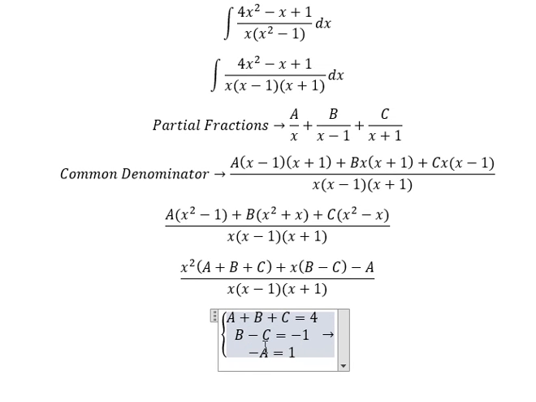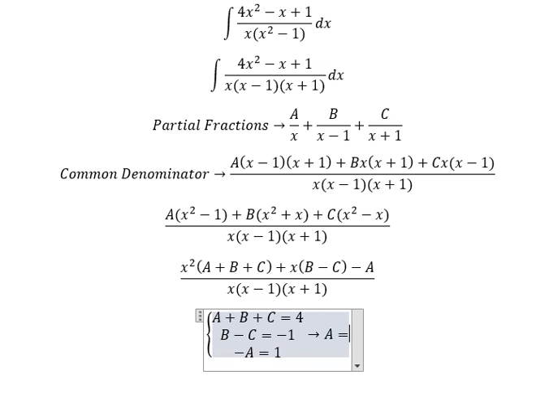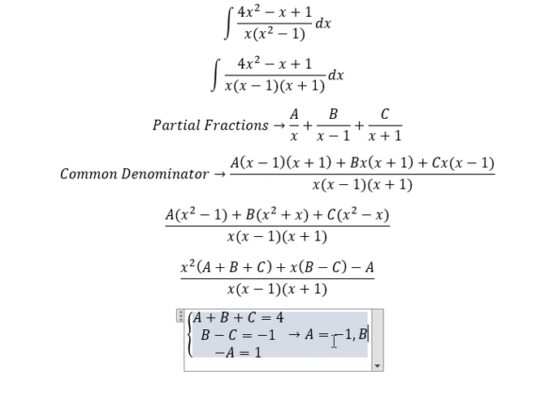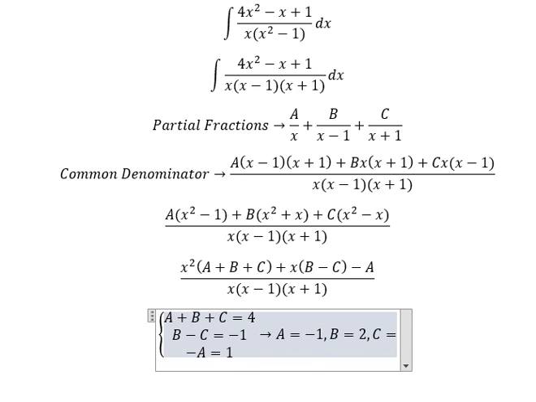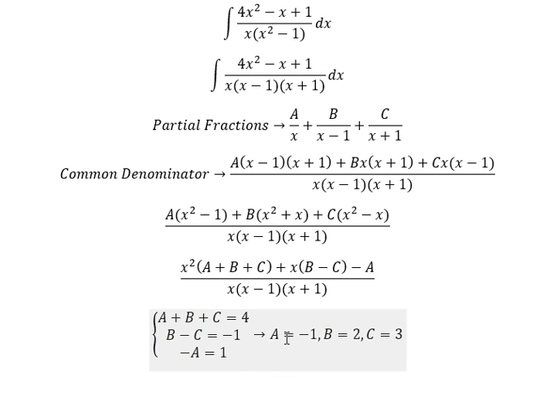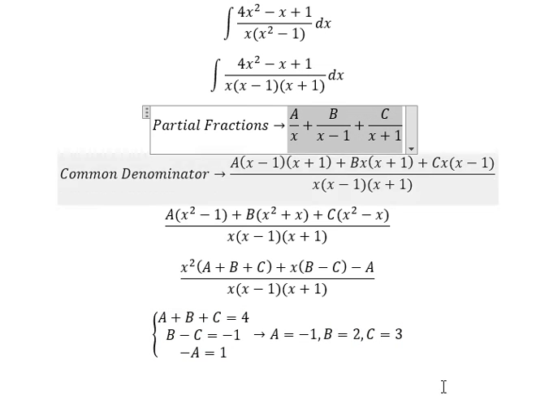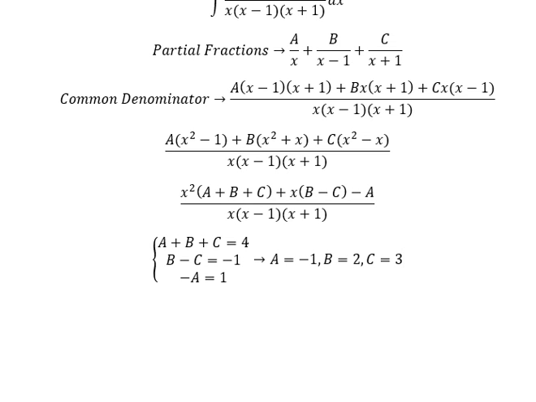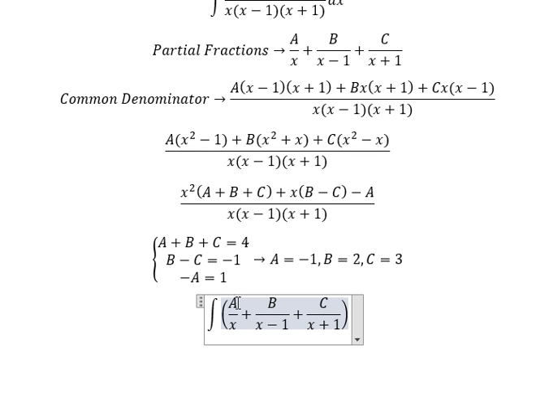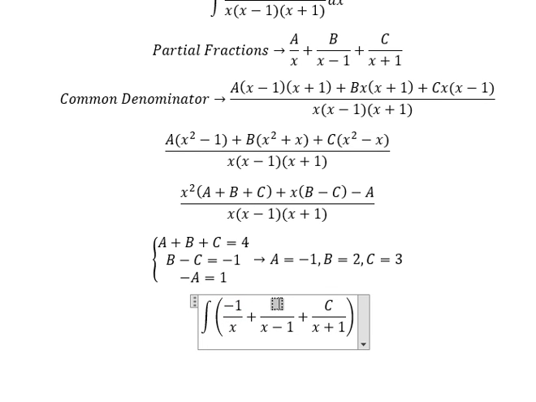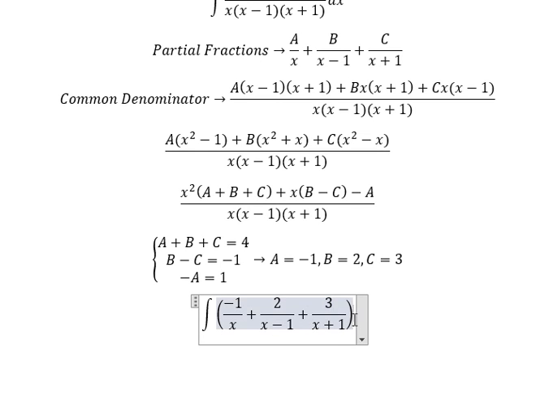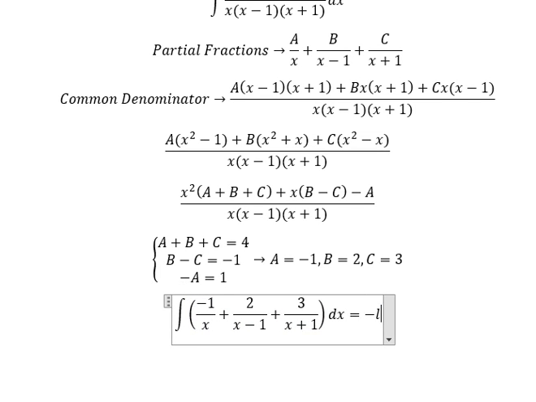Now we need to find the solutions of A, B, C. So A equals negative 1, B equals 2, C equals 3. So we put the values A, B, C in here. This one is negative 1. This one is 2. And this one is 3. And now we have the final answer.